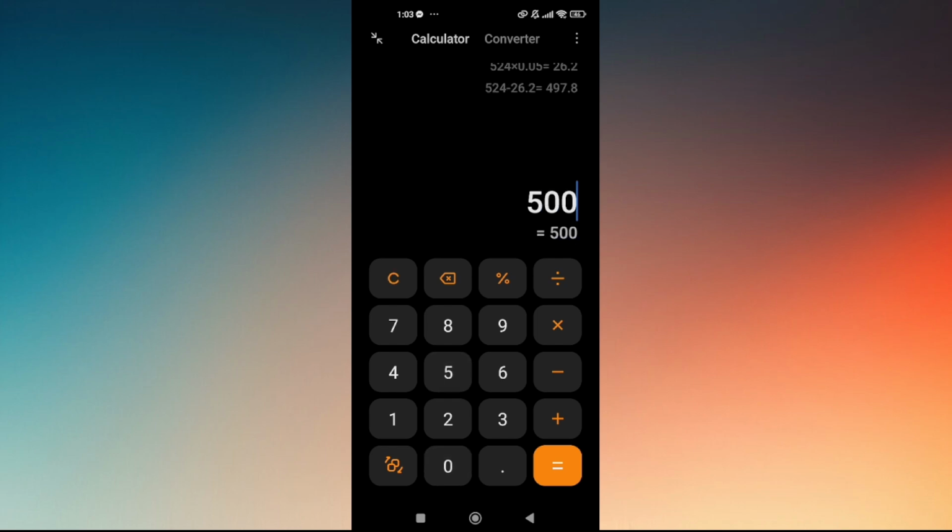So original price multiplied by, say for example, 15% off, 0.15. So that's 75. So 500 deducted by 75, the original price, you'll get 425. So that's actually one way of calculating percentage on your phone calculator.